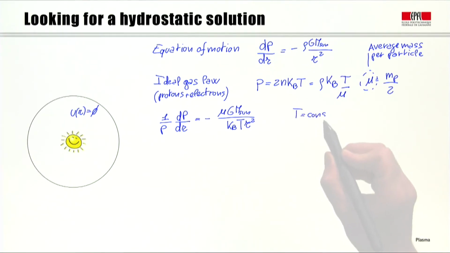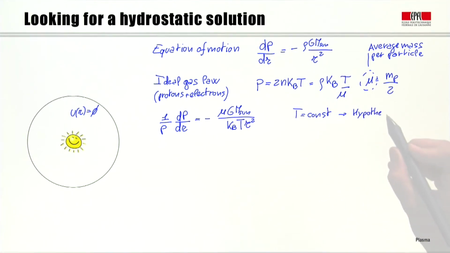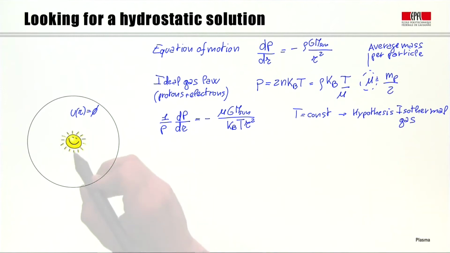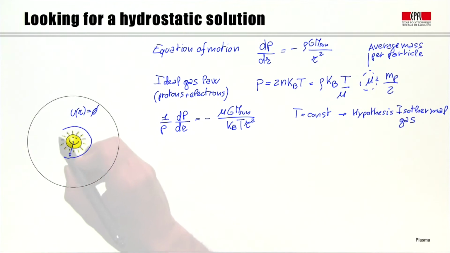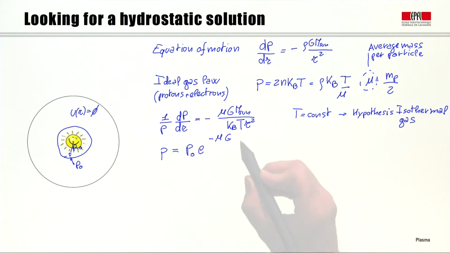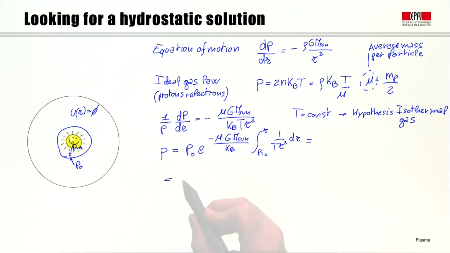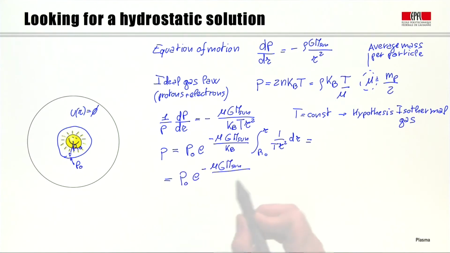Let's now make a further simplifying hypothesis, and let's assume that the plasma is isothermal everywhere. If we now define a radius r0, where we know that the plasma has a pressure P0, we can integrate this equation between r0 and r, where the temperature T can be taken out of the integral since we have assumed that it doesn't depend on the radius r.